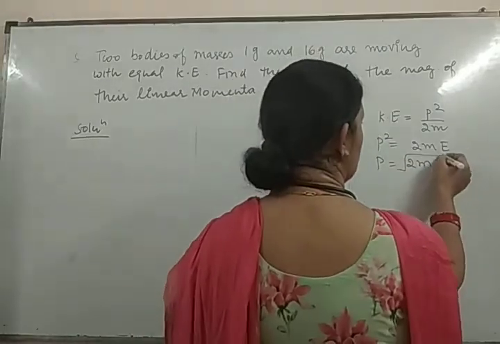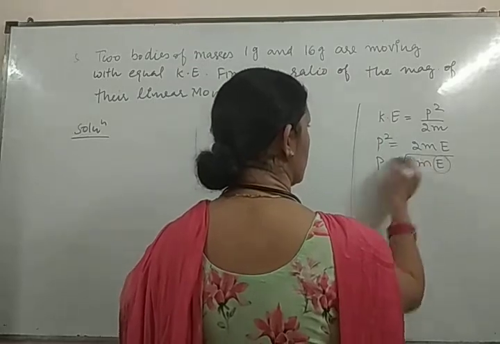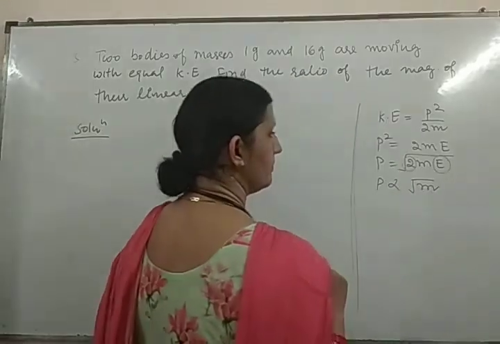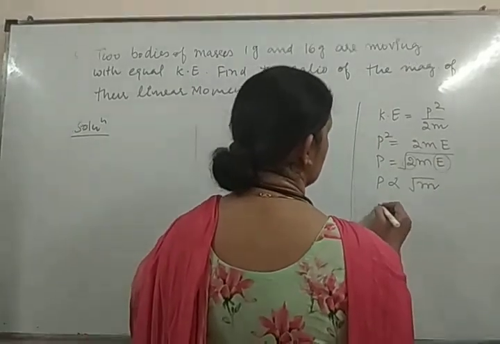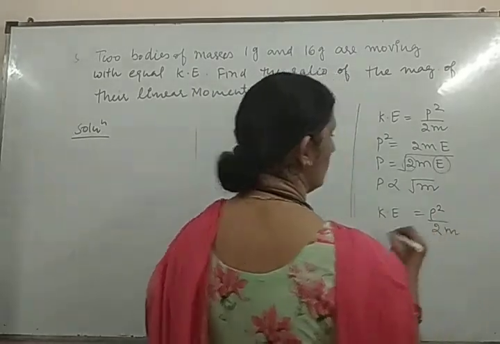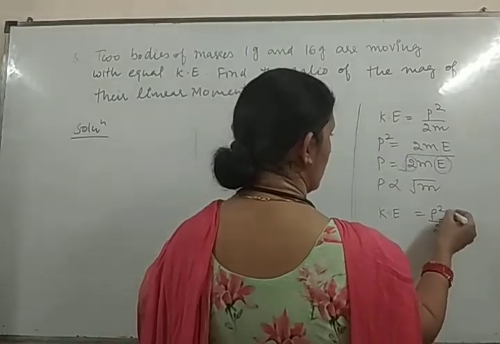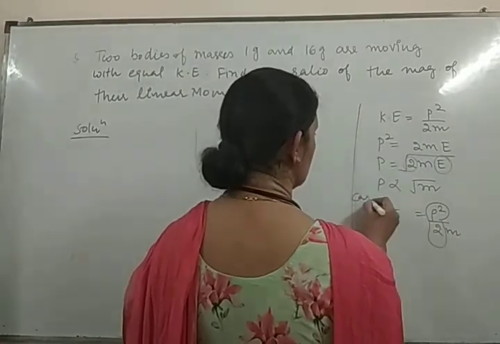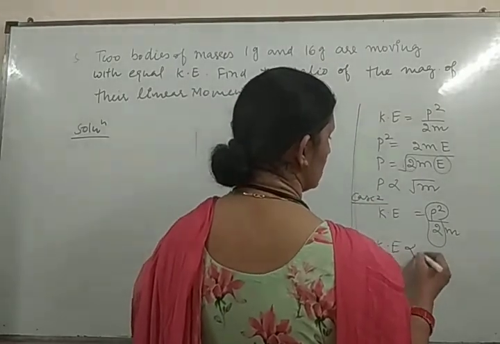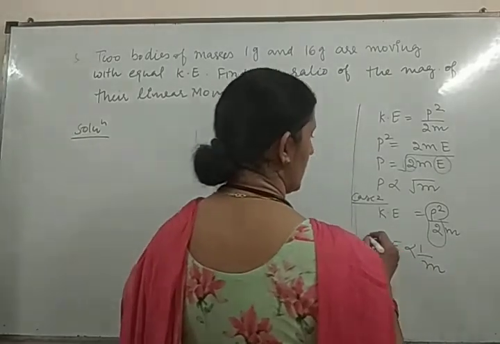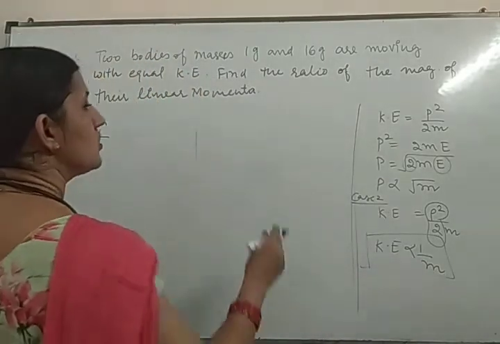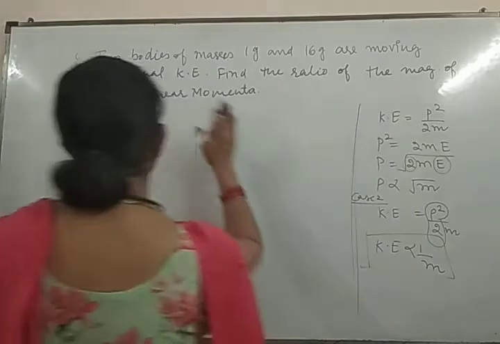If energy is kept constant, 2 is also constant, we can write P is directly proportional to root of m. Similarly, kinetic energy is equal to P square by 2m. I have told you earlier also, this is case 2: if the momentum is constant, 2 is already constant, then kinetic energy is inversely proportional to mass. If the mass increases, the kinetic energy will decrease. So on the basis of this, we will solve this question.